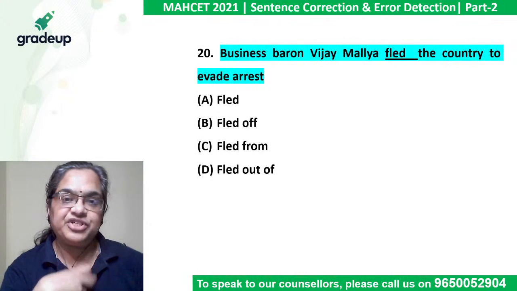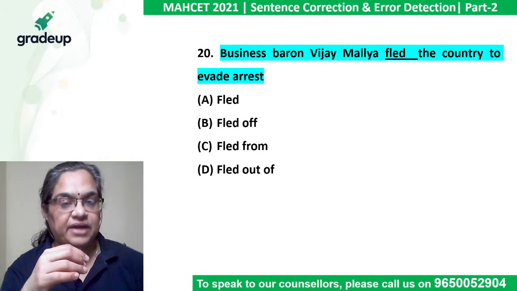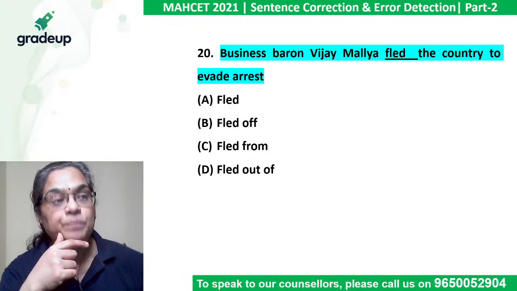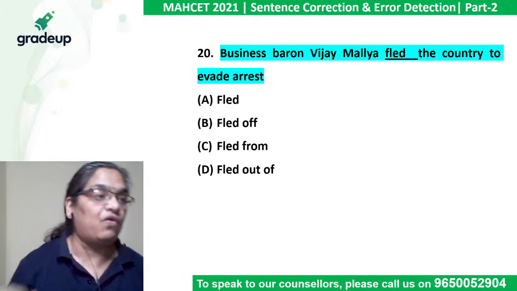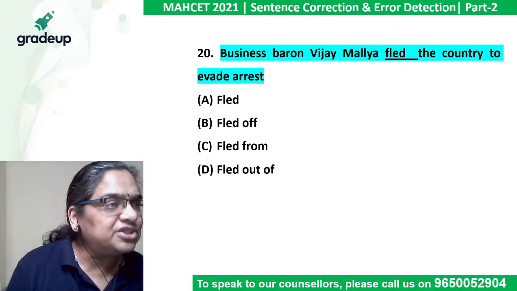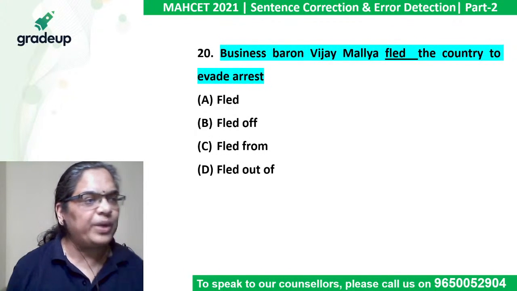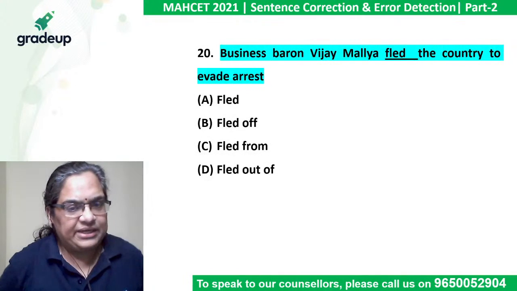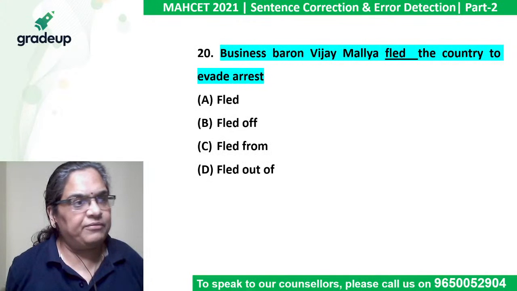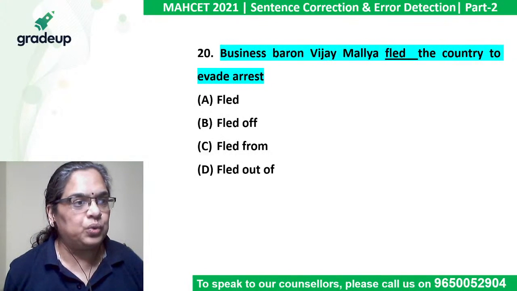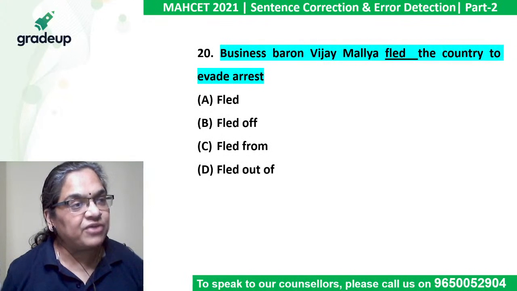Business baron Vijay Mallya fled the country to evade arrest. Fled off the country, fled from the country or fled out of. Give the question number. What is the answer for 20? What did Mallya do? Or Nirav Modi do? What did they all do? They ran away from the country.